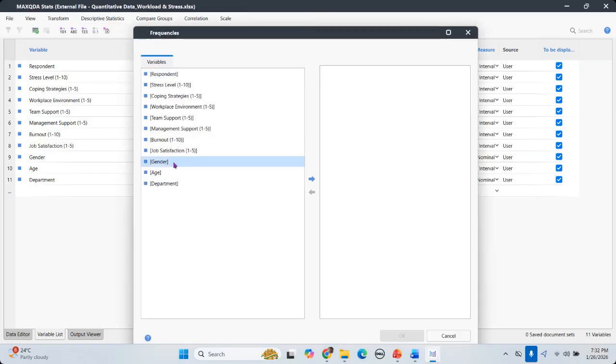I want to select gender. At a time, I want to select department. I want to prepare the frequency table, not cross tabulation, frequency table. Gender and department I have selected.